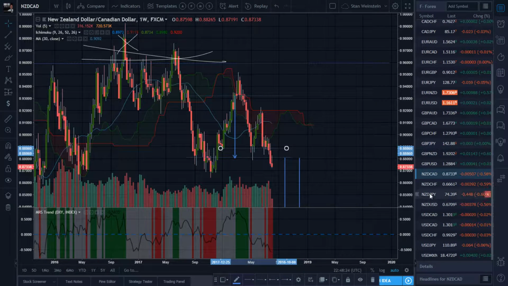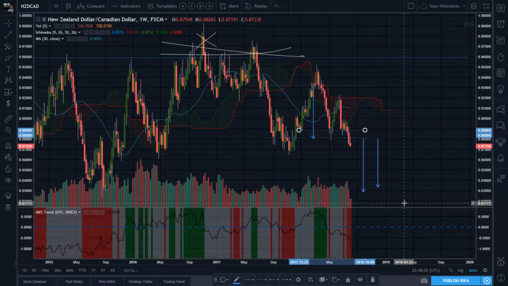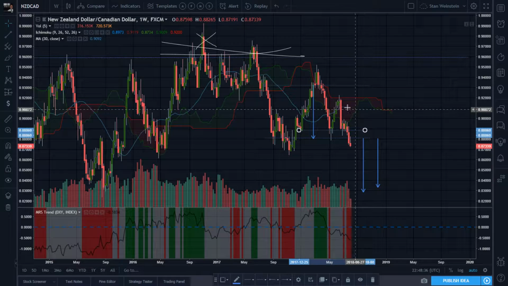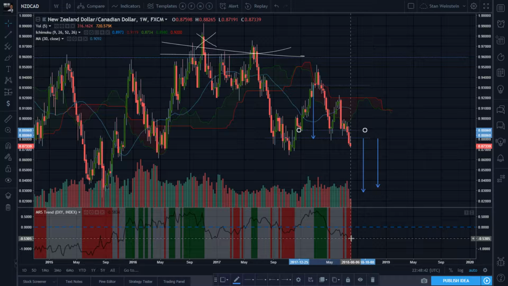Let's even close this right here, get a bigger screen. So you have it right here, right? I love this indicator, Mansfield relative strength. If it's red, the 30-week moving average is angling downwards, you're below the 30-week moving average, the price, and you're underperforming the DXY. So that's for Stan. That's a check mark right there.